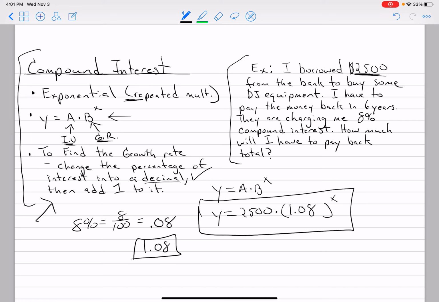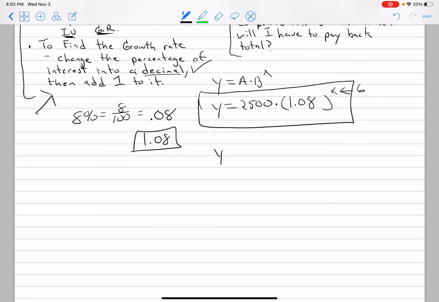And now I can look back and say, well, how long do I have this money? Okay, it's 6 years, so x becomes a 6. So I can calculate this. y equals 2,500 times 1.08 to the 6th power. So again, I'm going to start this and say, what is 1.08 to the 6th power? It is about 1.586 or 1.587. That was 1.08 to the 6th power. You should have got something pretty close to that.